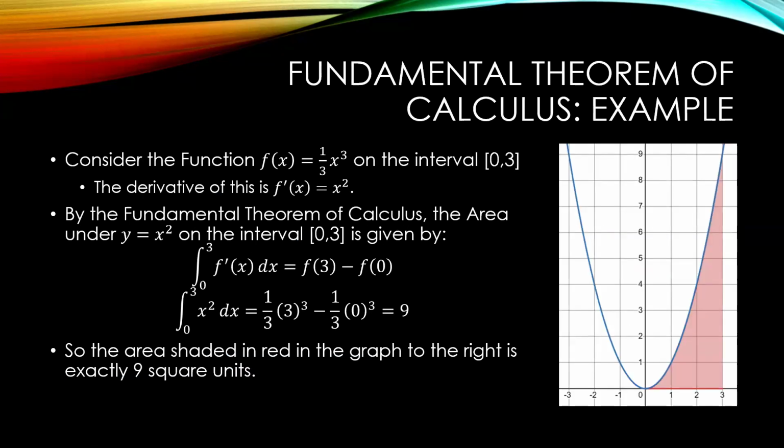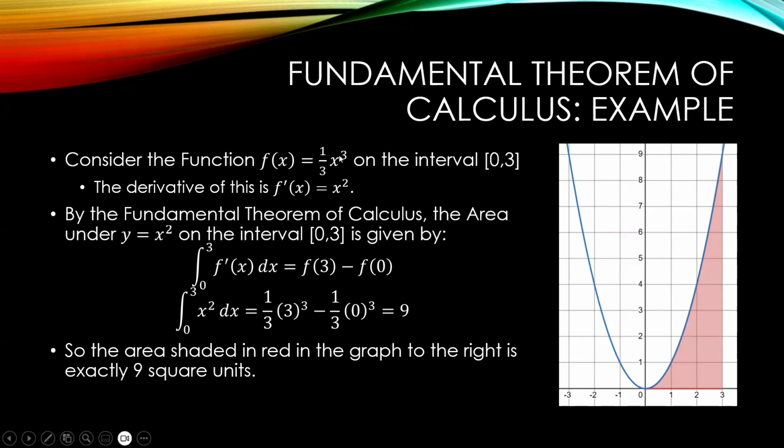Let's see how it works. And so let's consider the function f of x, which is equal to 1/3 of x cubed on the interval 0 to 3. We know the derivative of this function is x squared, and that's something that we have from calculus. By the fundamental theorem of calculus, the area under x squared on the interval from 0 to 3 would be determined by the antiderivative.